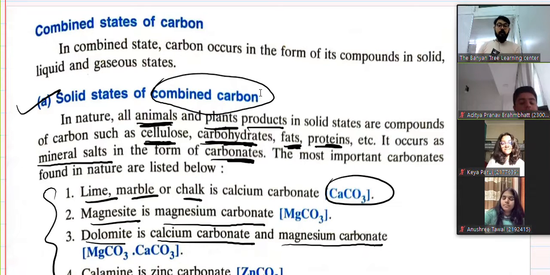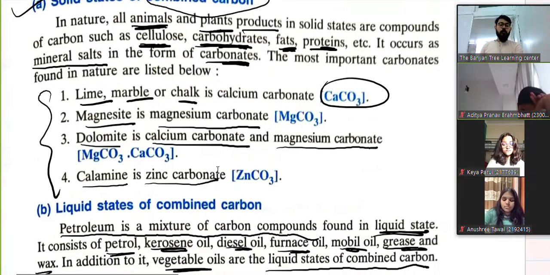Carbon also occurs in mineral salts in the form of carbonates. You might have heard of marble, which is also known as limestone. That is a carbon compound, calcium carbonate. Magnesium carbonate, and calcium and magnesium carbonate together combined as dolomite. Calamine, which is zinc carbonate. These are all carbonates, or compounds of carbon.